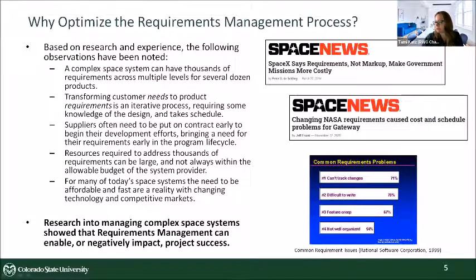Okay. So anyway, the key is there's an opportunity here for optimizing a process where there tends to be a lot of sources of cost associated with it.